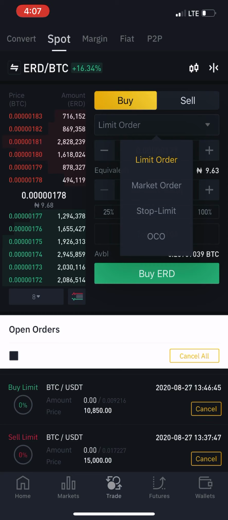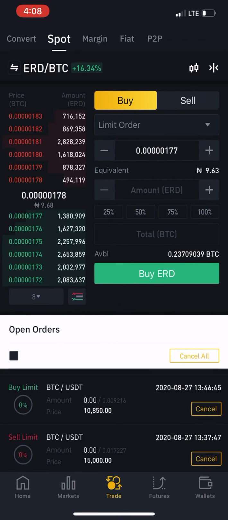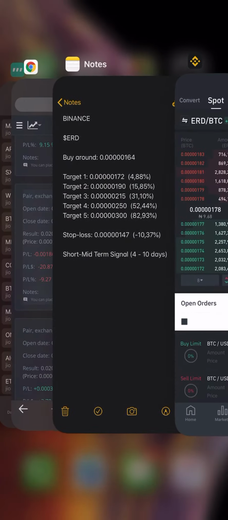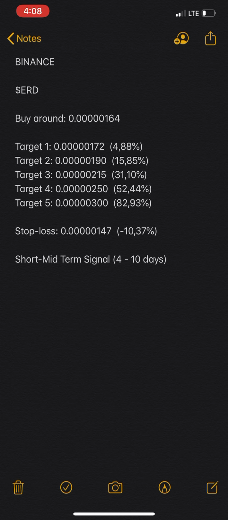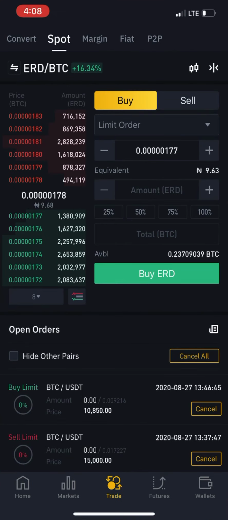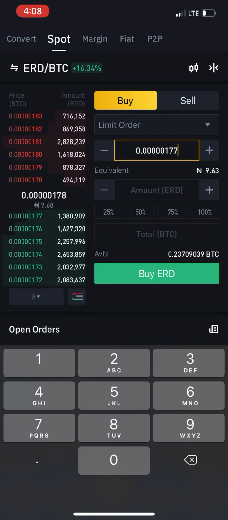This stop limit and OCO, I'm going to explain on the sell option. So currently, when you are trying to buy, the thing that you need to use is limit order. Are you getting my point? Now remember that the signal is telling us to buy at 164. So I will now copy and clean this two set.